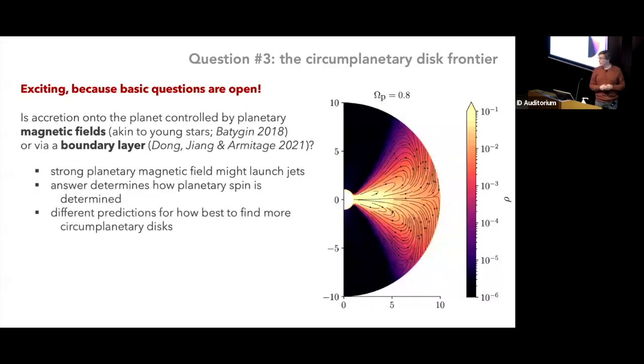Theoretically, that's very exciting because quite basic questions about circumplanetary disks are completely open. On the small scales, we don't know how the gas in that circumplanetary disk ends up joining the planet and making it grow larger. One possibility is that the planet has a magnetic field, and the gas flows along the magnetic field and hits the planet in a shock, in a hot spot. That's what we think happens for young stars. Another possibility is that the planet's magnetic field is not as strong, and the gas flows into the equator and forms a belt, if you like, around the equator of the planet. And which of those is the right answer has a lot of implications for how fast planets spin, how we might detect them, and whether planets might launch jets, small jets perhaps, like that star that was launching a jet I showed in the image at the start.